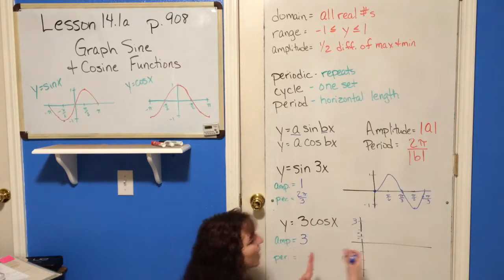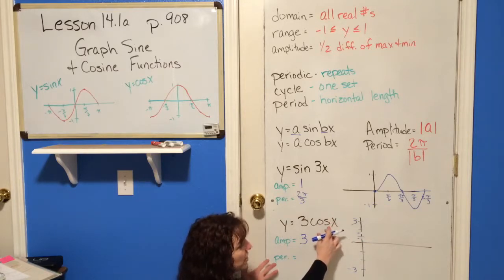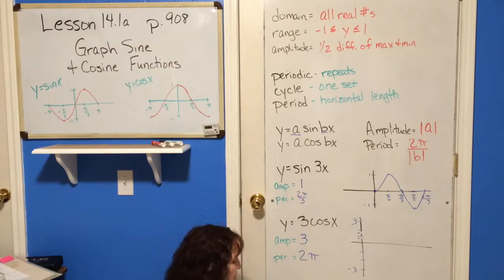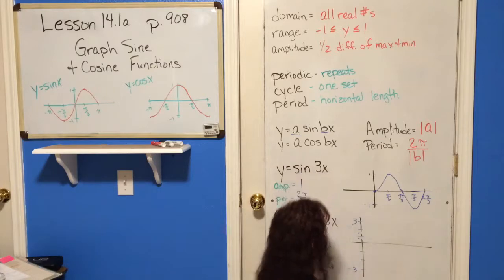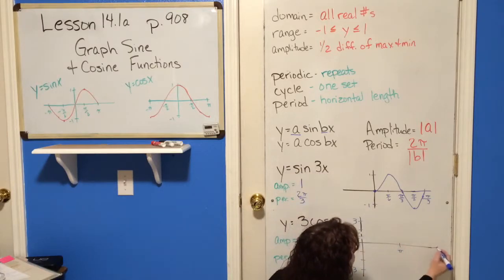Now our period, how long is this curve going to be? Well, that's going to be affected by the b, which is in front of the x, and there is no b, so that's just 1. So this is just going to be a period of 2 pi. All right? So what you'll do is you'll mark, well, let's see. Here's 1 pi here, and here's 2 pi here.